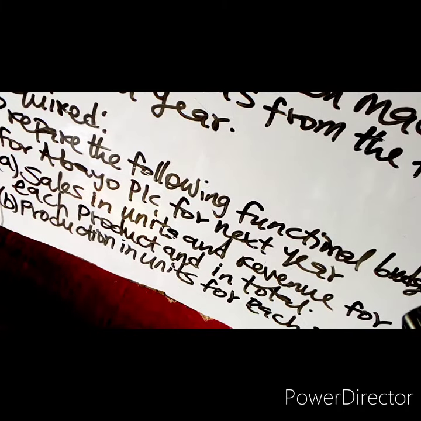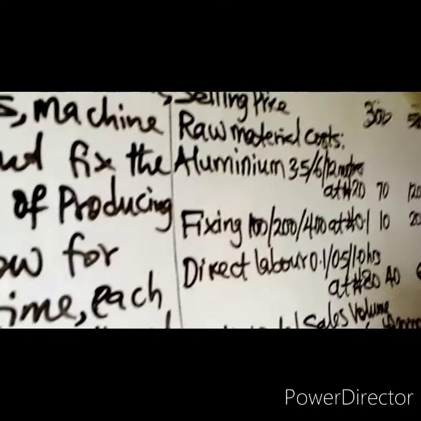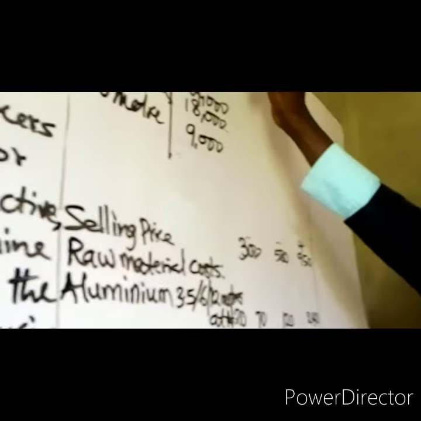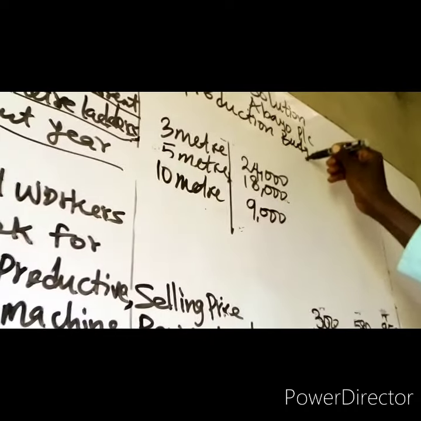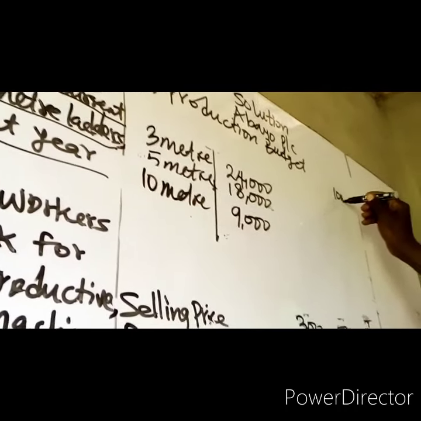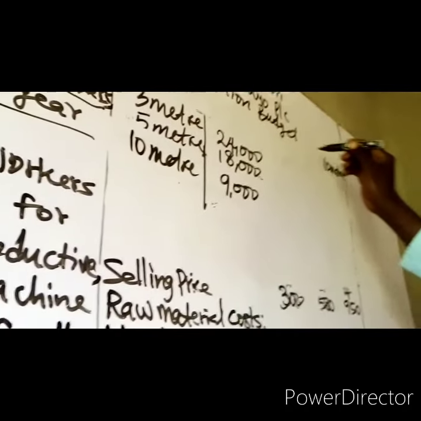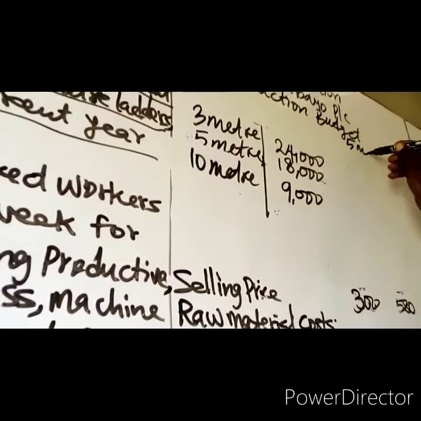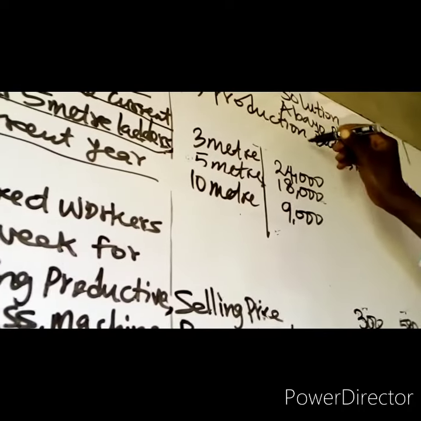So we have B. We want to prepare production budget. We have 3 materials. We have 10 meter. We have 5 meter. And then we also have 3 meter.